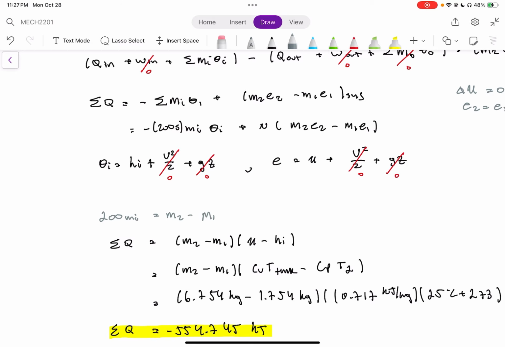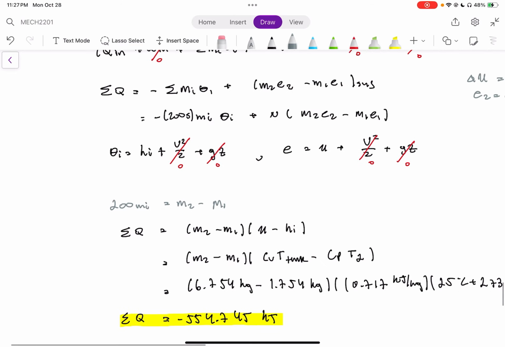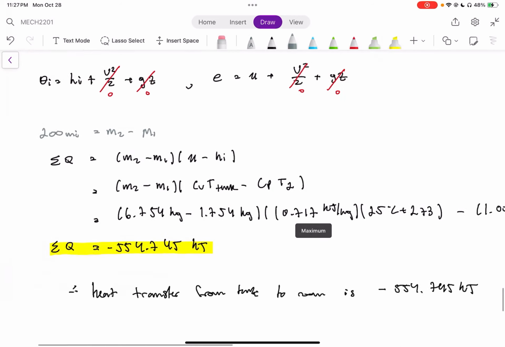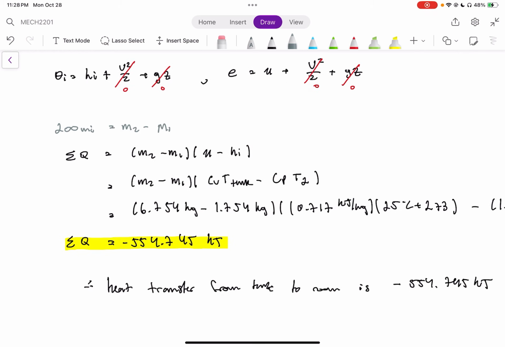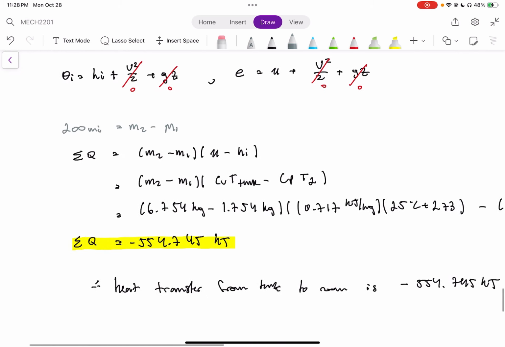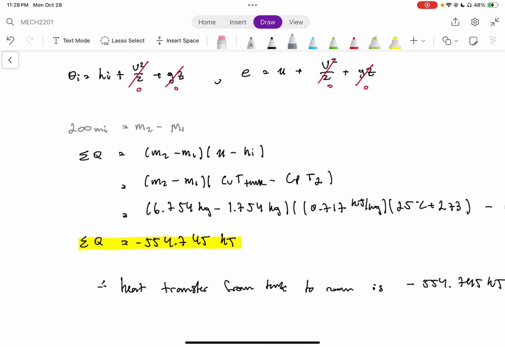So M2 minus M1. We plug all this in and it simplifies to this. Then we substitute the Cv of the tank temperature minus Cp of temperature 2. We plug in all the known variables, and then we get that Q would be negative 554.7.